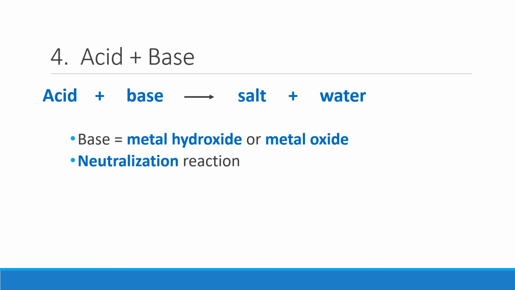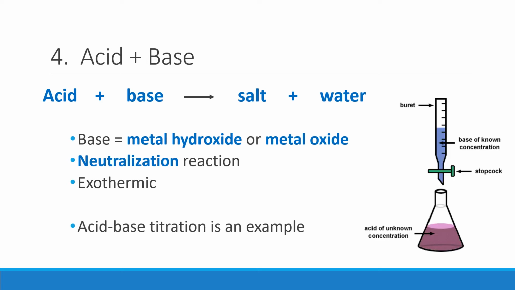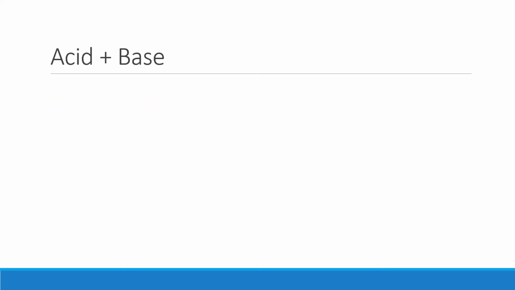And a little factoid about acid-base neutralizations is that they are always exothermic. They give off a little bit of energy, so the solution would warm up when you do this. Now we're going to see this in the context of an acid-base titration in our lab next time, so we'll start talking about that in a few minutes. So when we do an acid-base titration, we're doing a neutralization reaction. But before we get to that, let's just predict a couple of products.